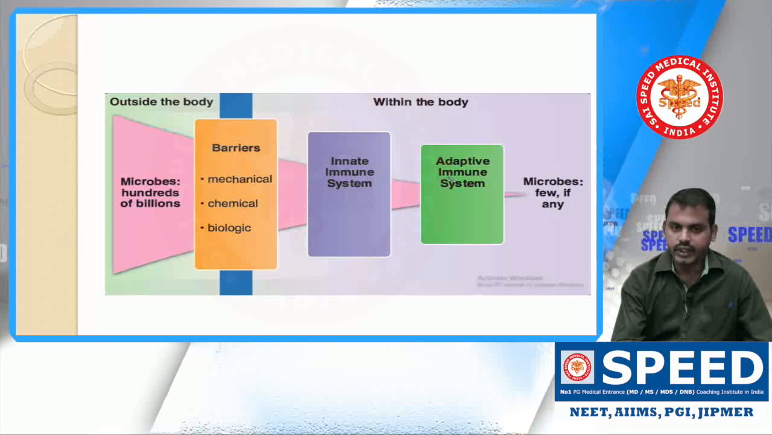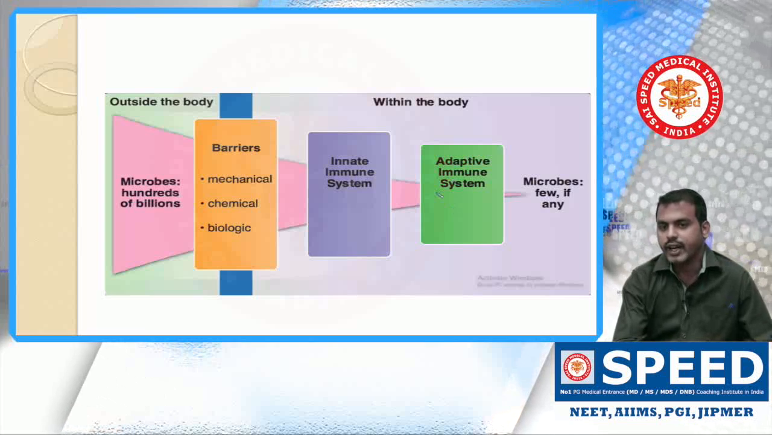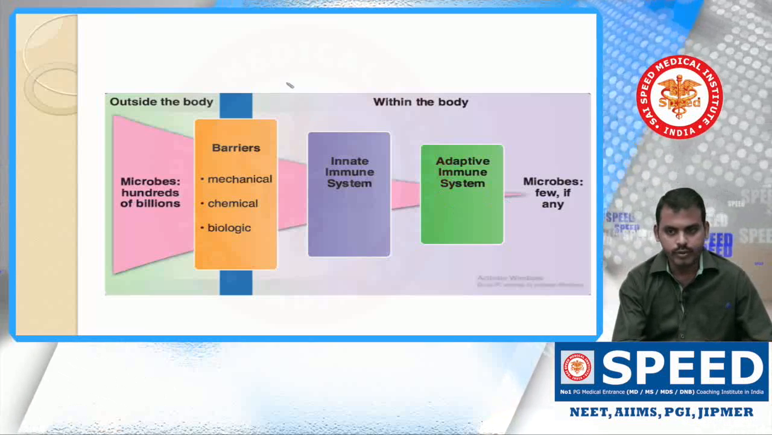If there is a defect in any of the systems, we are more prone to infections, and if there is an overactive system, we are more prone to autoimmune diseases.